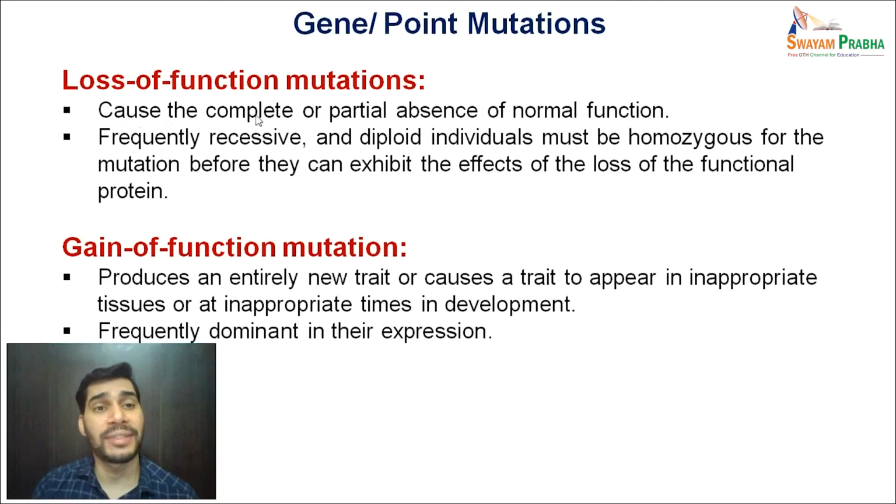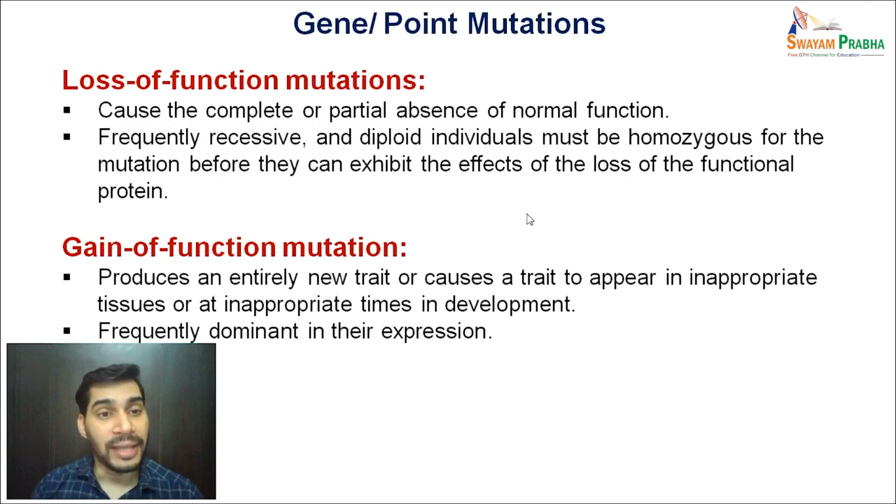Mutations can also be defined as loss of function mutation or gain of function mutation. The loss of function mutations cause the complete or partial absence of the normal function. So if a mutation occurs because of which there is a loss, complete or partial, of the functioning of the amino acids or the protein, this is called a loss of function mutation. They are frequently recessive, and diploid individuals must be homozygous for the mutation before they can exhibit the effects of the loss of the functional protein. Because otherwise, if they are heterozygous, the normal copy of the protein will dominate here and you won't be able to see the effect of loss of function mutation.